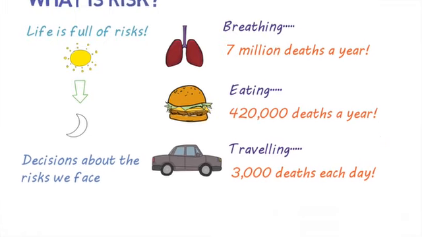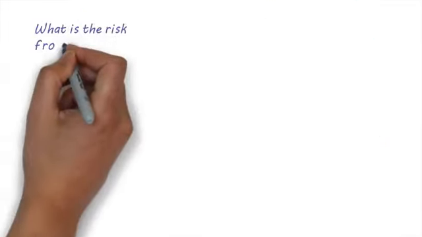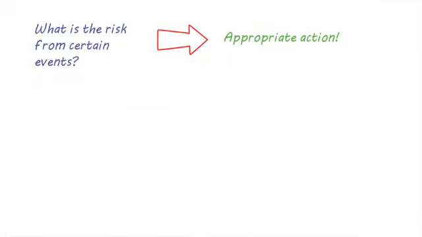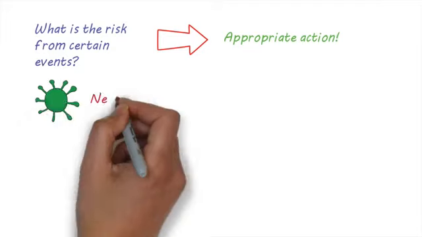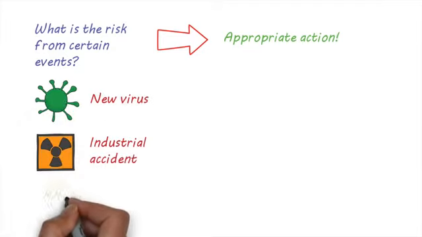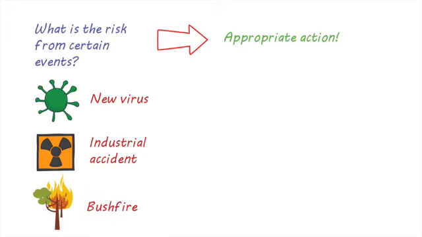Now, there are situations in which we need to know what the risk is from certain events so that appropriate action can be taken. For example, what's the risk to health from a new influenza virus, an industrial chemical accident, or a bushfire? But first, what exactly is risk?